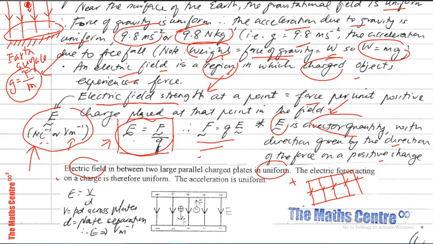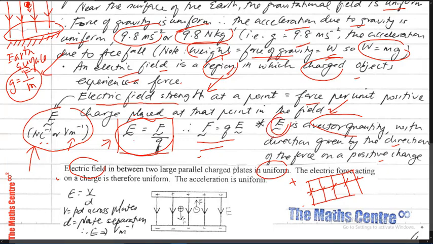Then what we do, we look at this line here, because we know it's a vector quantity, and the direction of the electric field strength is given by the direction of the force on a positive charge. So you place a positive charge here, and you know it's going to move downwards. Why? Because this is your negative plate. So it will move towards the negative plate, therefore your electric field lines will have this direction. That's what you see here.